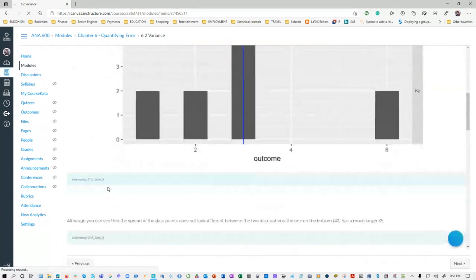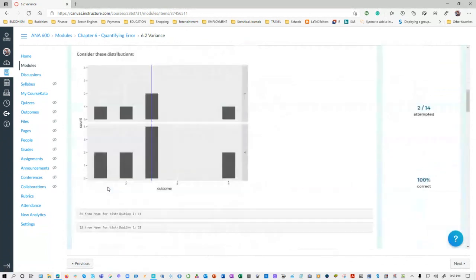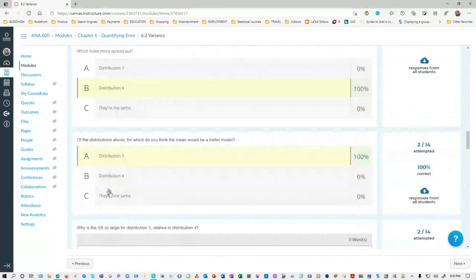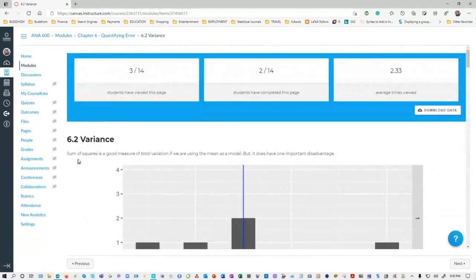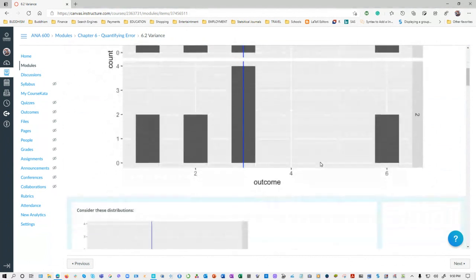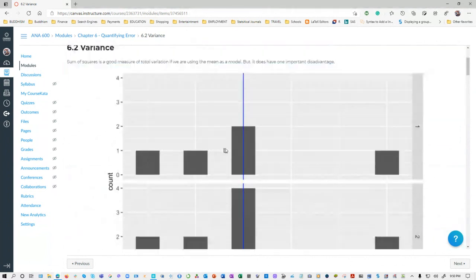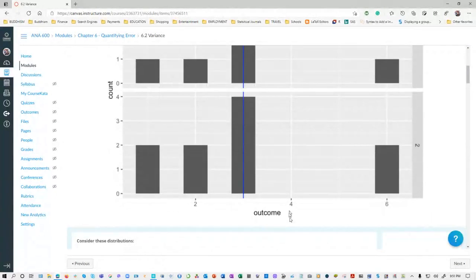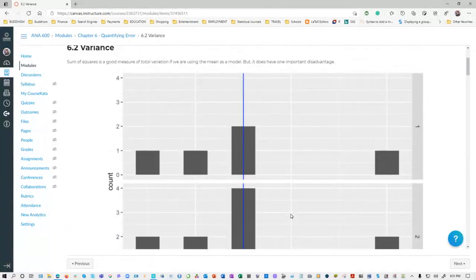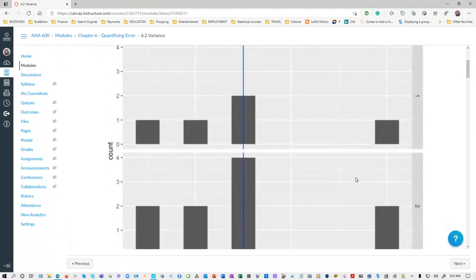Look at the variance. Now they're going to talk about the variance. Look at here. We say that sum of squares is a good measure of the total variation. Sum of squared residual is a good measure of the variation. As I mentioned earlier, we're using the mean as a model, but it does have one important disadvantage. Let's see what that would be. Look at this one. This is the outcome. First one, second one.